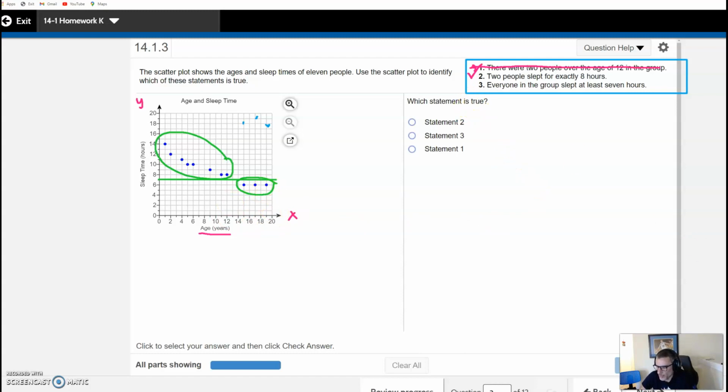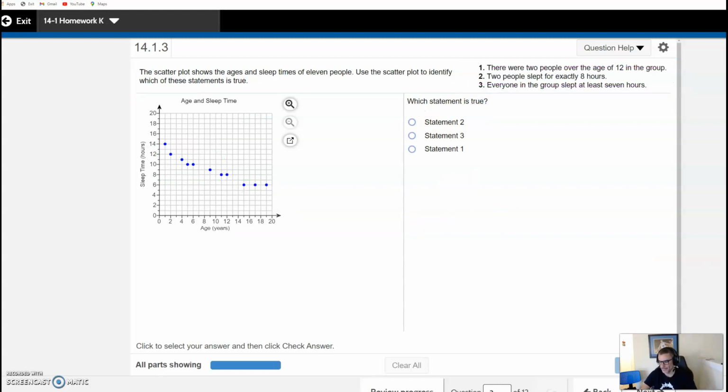Anyway, everyone in the group slept at least 7 hours. That is not true. So statement number 2 is true. And again, be careful. Are you looking for a true statement or a false statement?